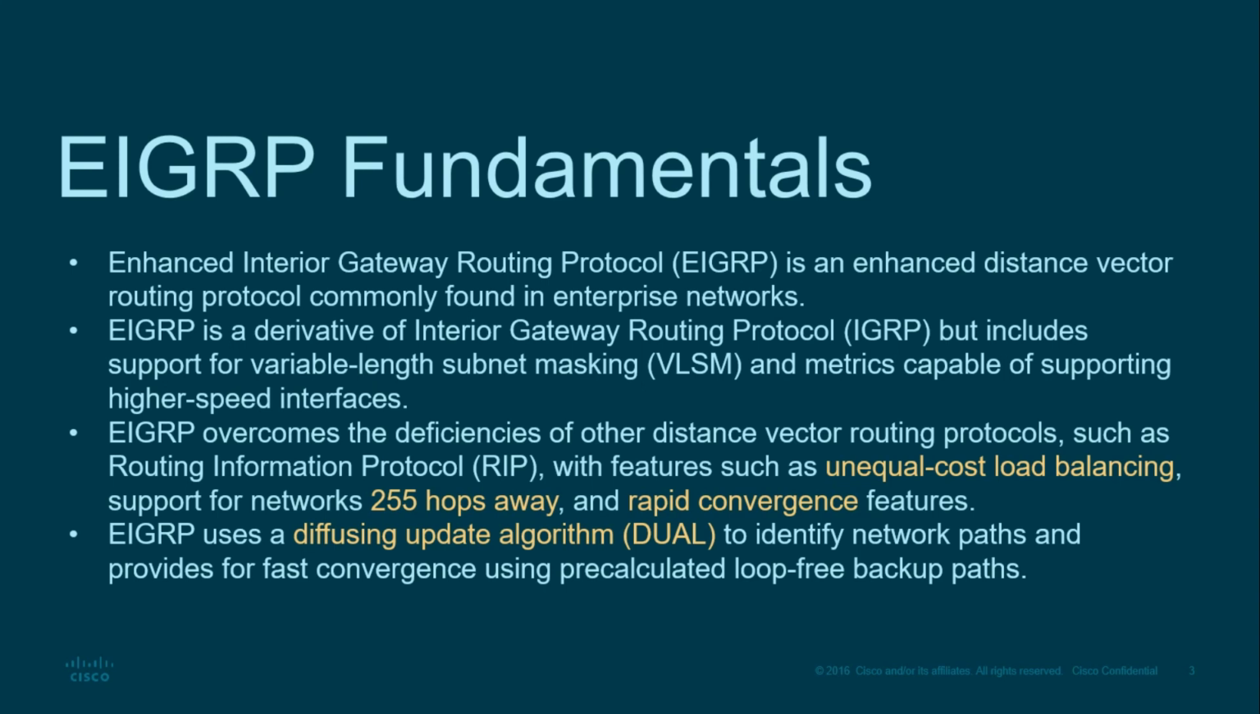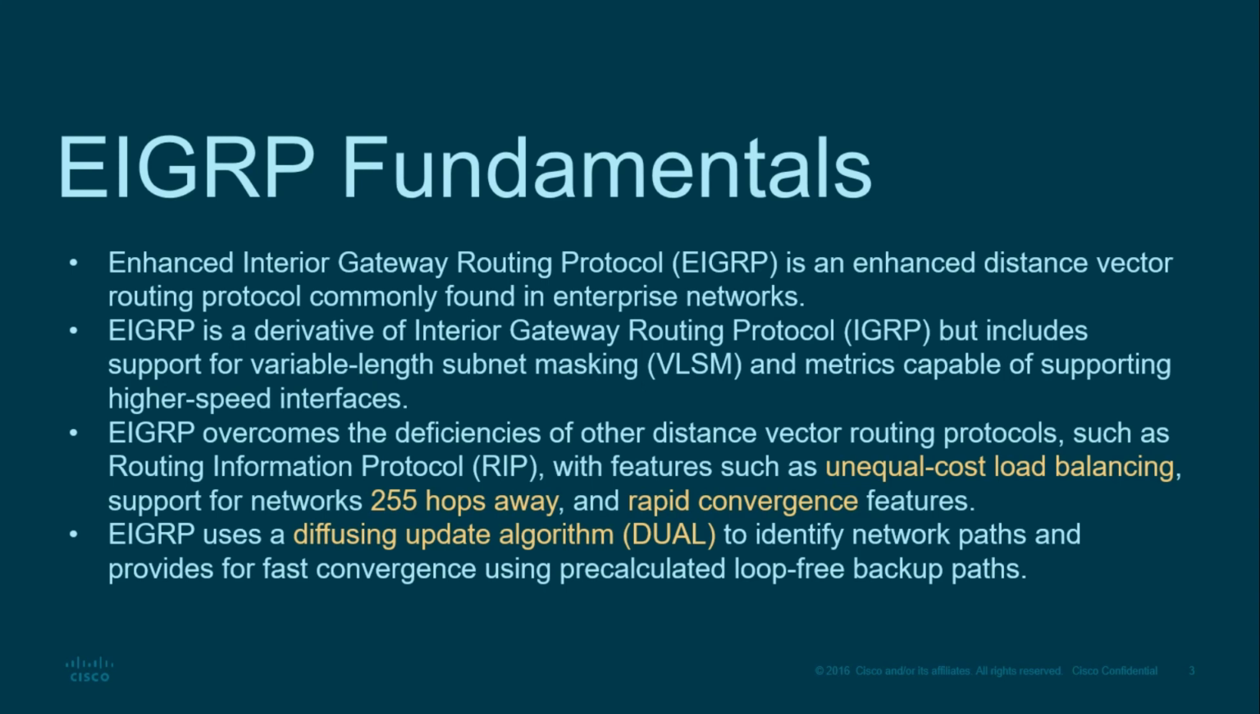So satu, dia support unequal cost load balancing. That means dia boleh letak dua atau lebih path yang berbeza dalam routing table. So kita boleh lalu jalan yang berbeza-beza. Then it supports more routers. Kalau banding dengan RIP, dia sampai 15 hops sahaja. So untuk EIGRP, it's a maximum of 255 hops for the routers.